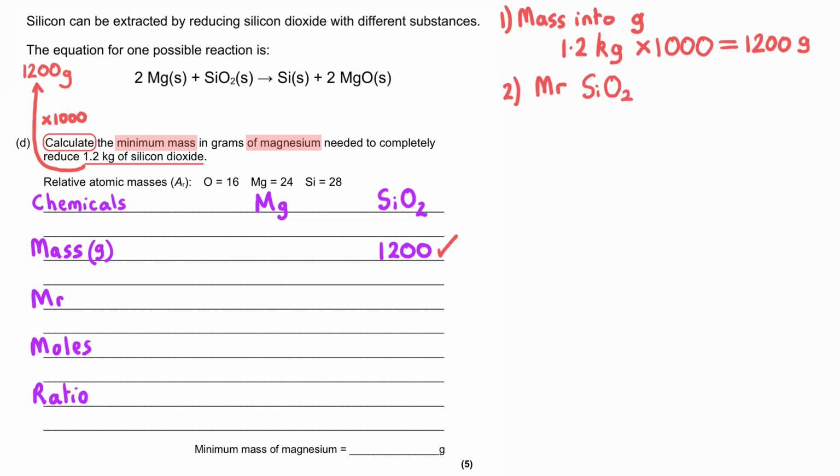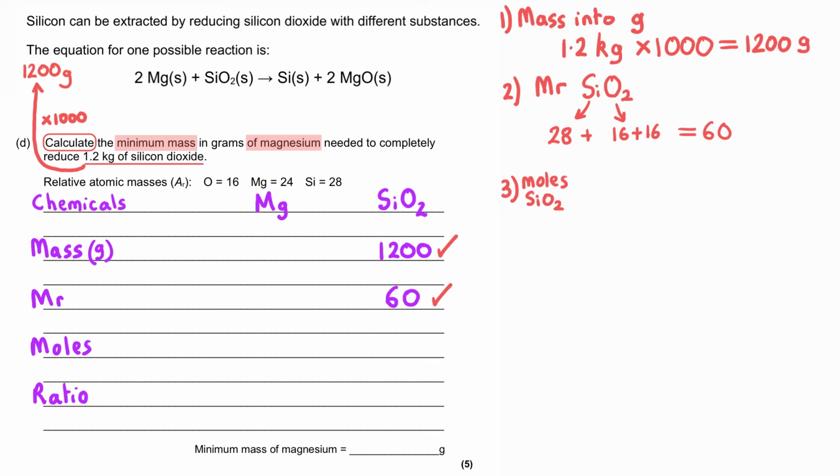And then we need to calculate the relative formula mass of silicon dioxide. And to do that, we take silicon, 28, and we add it to 2 lots of 16, because the formula is SiO2, and that little 2 belongs to the element that just went before it, which is the oxygen. So 28 plus 32 gives us 60 as our Mr of silicon dioxide. And that gets us our second marking point.